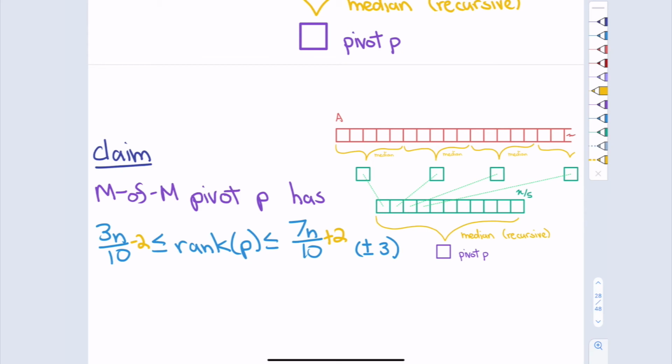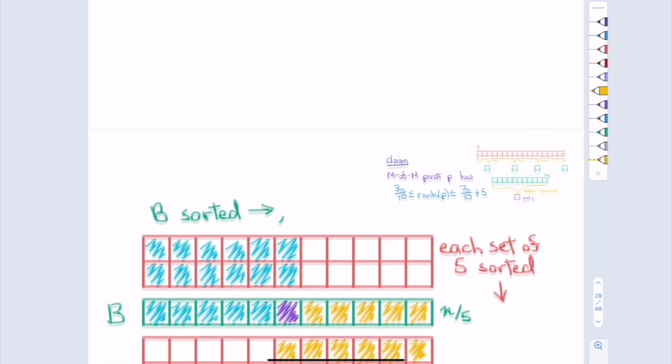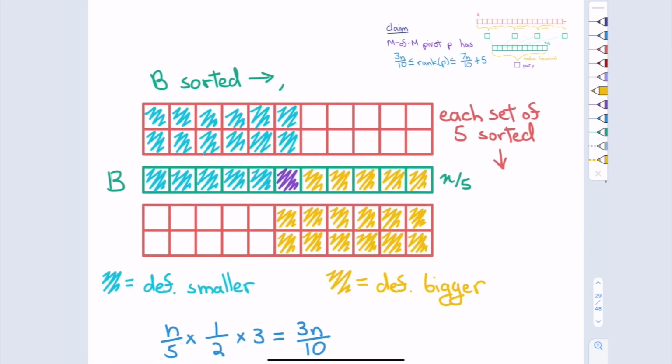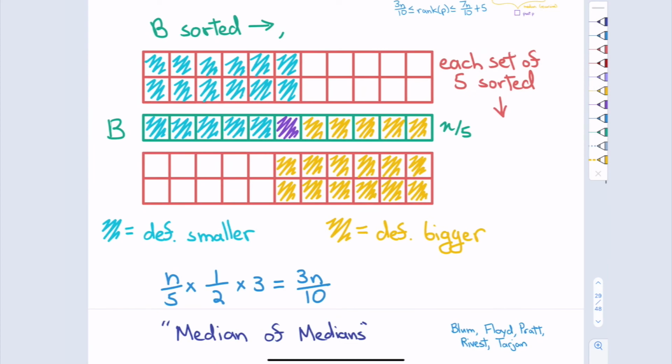All right, so how do we prove this? I meant to erase this. That's okay. I'll do it again.